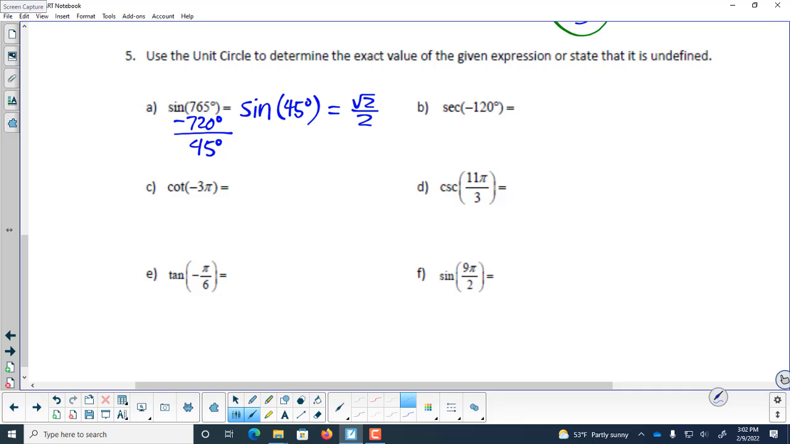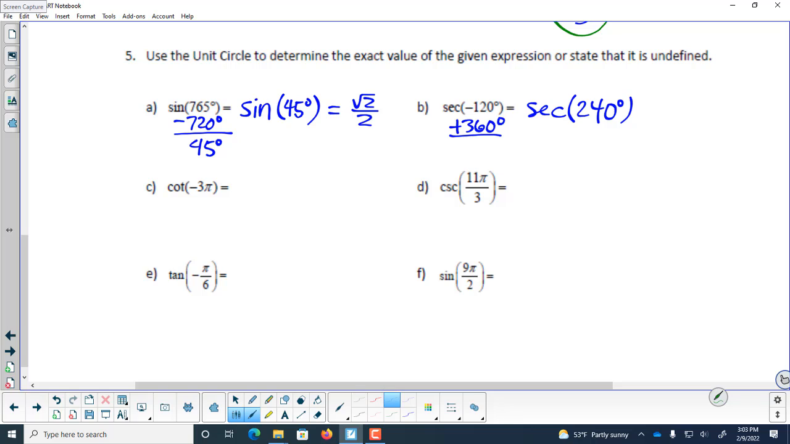Okay, how about negative 120? Now, some people don't need to find a positive angle. They can find negative 120 and be good with that. Okay, so if you're okay with that, fine with me. If you want to find a coterminal angle, find the least positive one, what are you going to do? Add 360, which is going to be 240.